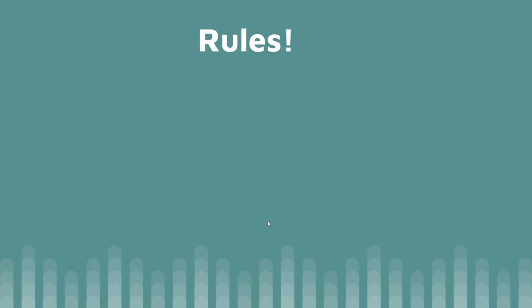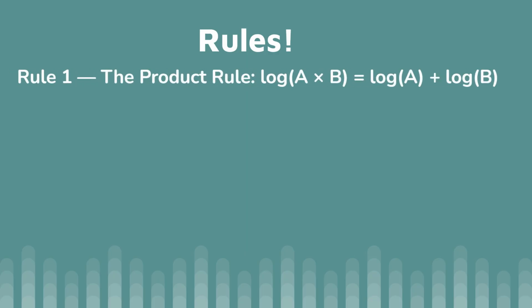Now let's talk about the rules that make logs actually useful for calculation. There are three big ones. Rule 1, the product rule. Log of A multiplied by B is equal to log A plus log B. Multiplying two numbers inside a log turns into adding their logs. This is huge. It's why scientists used log tables before calculators existed. Multiplication becomes addition, much easier.